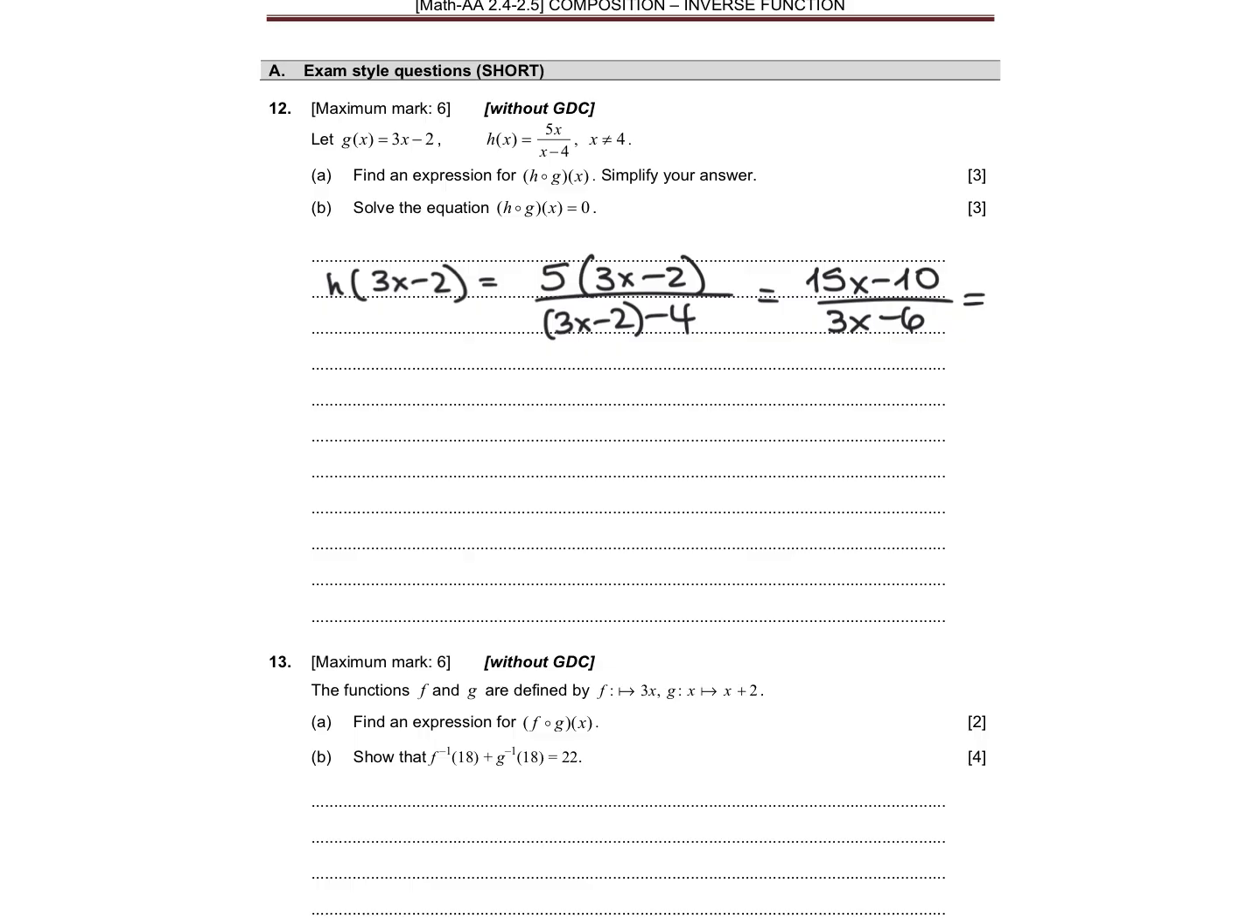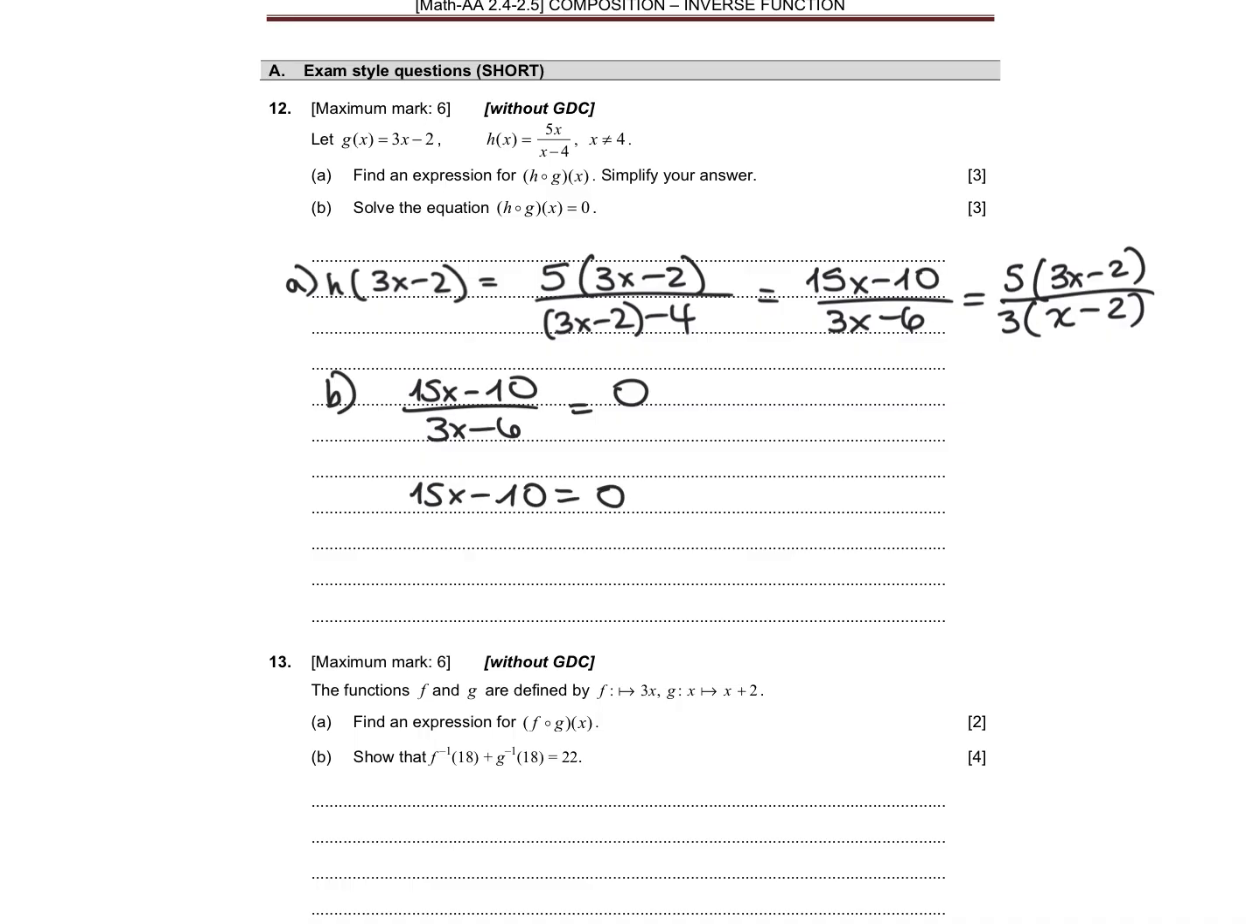The only other thing we could do here is factor out the 5 maybe, and 3 down here, but we can't do anything else with that. So for b, if we want to solve the equation that equals 0, I think I'll just use this one, because when we cross multiply by 3x minus 6, we just get 15x minus 10 is 0. Then if we add 10 and divide by 15, and 5 goes into both, we get 2 over 3.